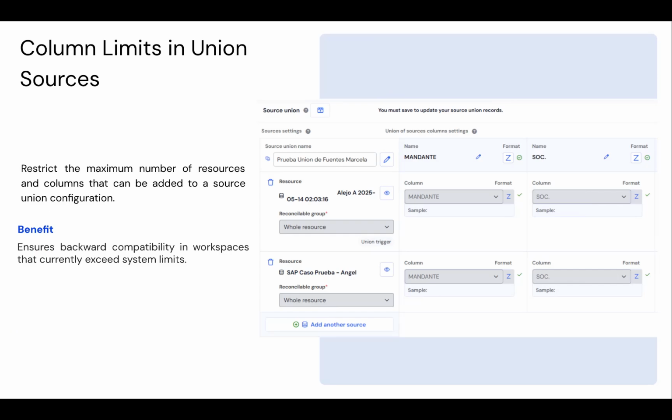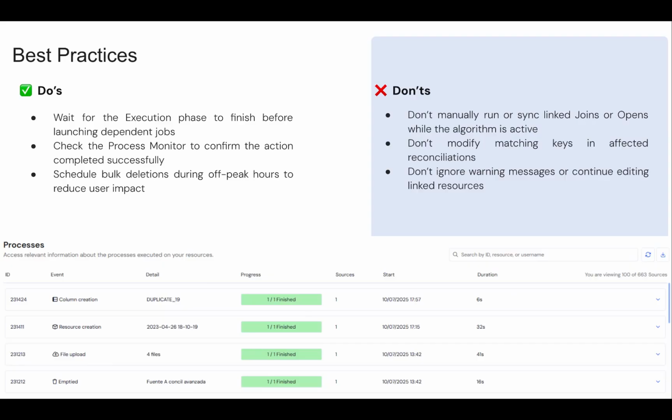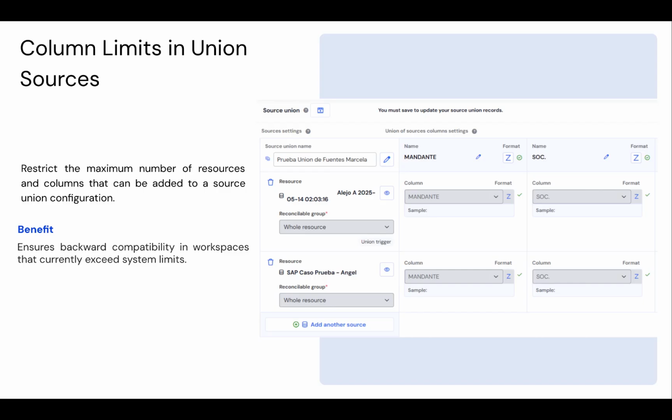Why these limits? This update is intended to preserve the performance and stability of unions, encourage cleaner and more efficient union design. Need to exceed the limits? If your use case requires more than 20 sources or 40 columns in a new workspace, reach out to your customer success manager. The limits can be adjusted without any cost.